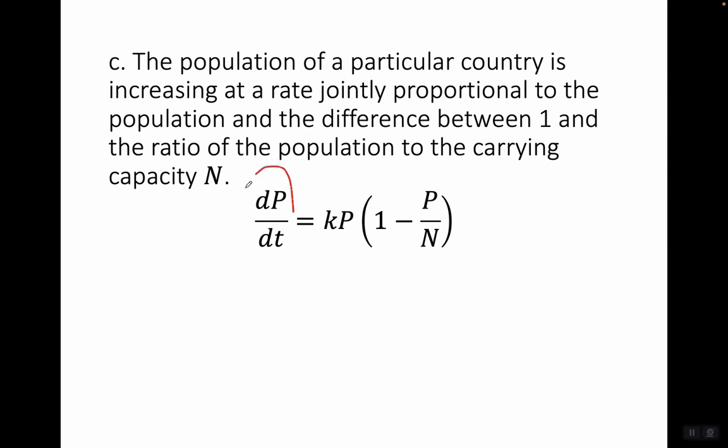Okay, so this is the rate at which the population is growing, dP/dt. We're told that it's jointly proportional to the population, so jointly proportional. It's going to be k times the population, and the difference between 1, so in other words, it's going to be 1 minus something, and the ratio of the population to the carrying capacity, N. So in other words, it's going to be 1 minus P over N. So P is the population, N is the carrying capacity. That's the maximum population possible.